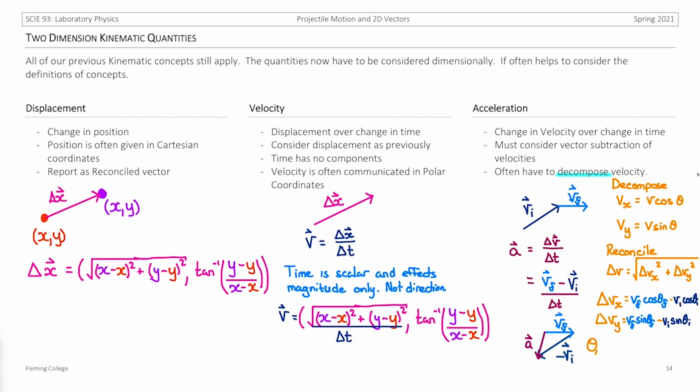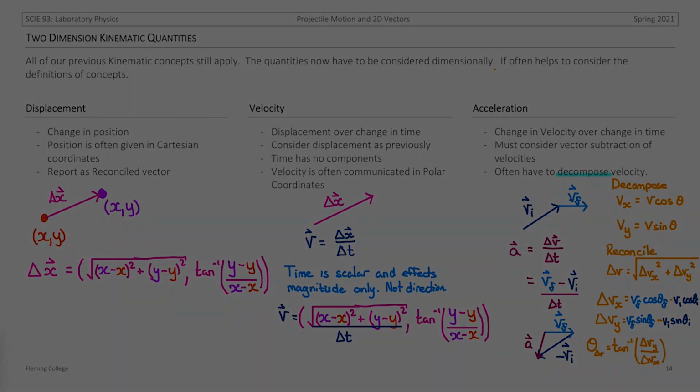And we also have to reconcile our direction, and that'll be the tan inverse of the change in the y component over the change in the x component. Remembering, you have to do them with the decomposed values. So you can see that acceleration often becomes the most tricky because 1, there's a conceptual issue for the way we draw things, and 2, the calculations are large. So you have to make sure you have lots of room to complete them.